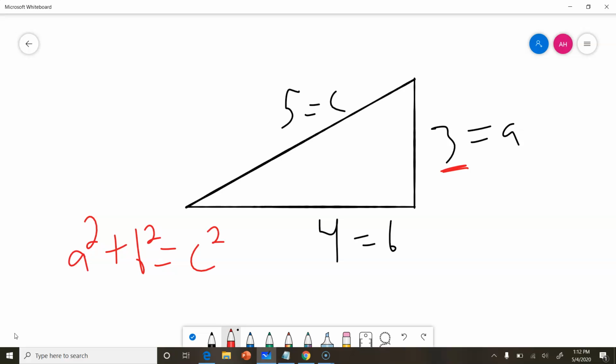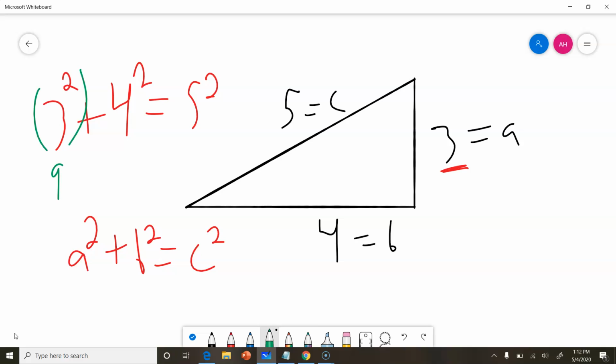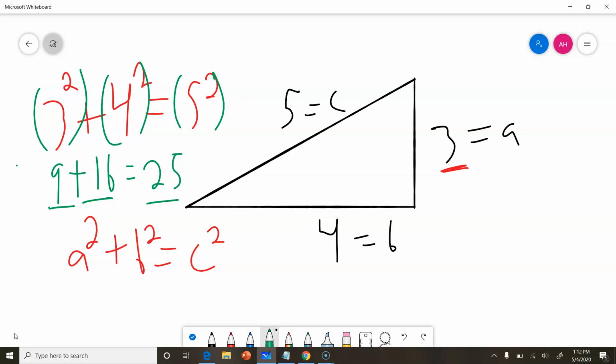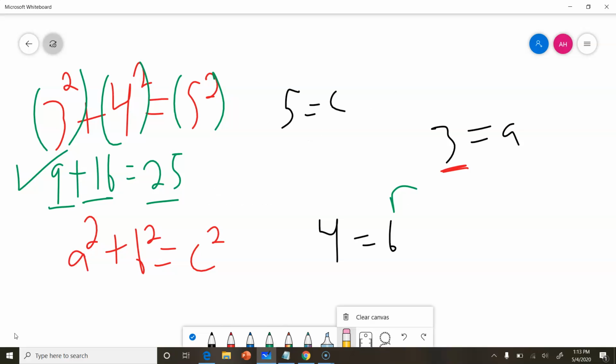We have 3 squared plus 4 squared equals 5 squared. Well, is that true? Let's find out. What is 3 squared? That's 9, plus 4 squared, which is 16. Does that equal 5 squared, which is 25? Is 9 plus 16 25? The answer is yes. So that means we know this actually has a right angle. 3, 4, 5.